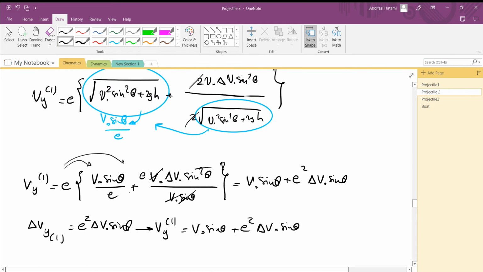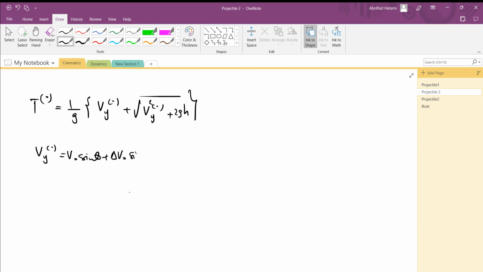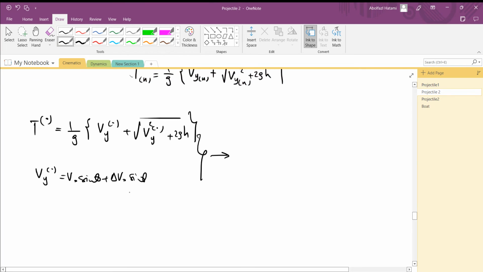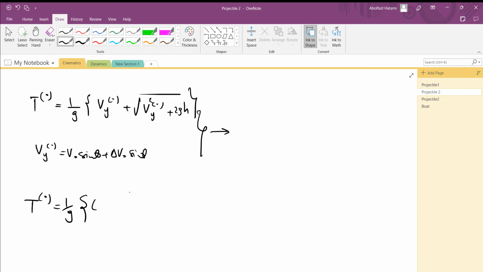So we had Vy0, which was just V0 sine of theta plus delta V0 sine of theta. If I substitute this second equation into the first equation, I can obtain that T0 is just 1 over g times V0 plus delta V0 sine of theta plus, and this is the same radical.